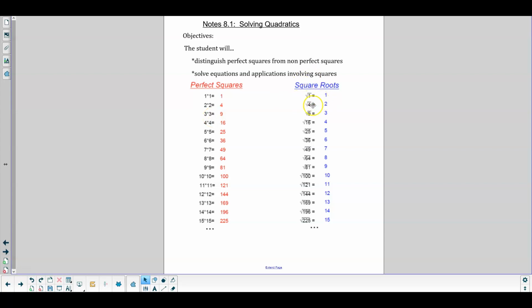You can use your calculator to also come up with your answers for square roots, and not all square roots will calculate. So if you notice each one of these, it goes from 1, square root of 1 is 1, square root of 4 is 2, whereas square root of 2 or square root of 3 is not in this list, because those are what we call irrational numbers. So anything that is a perfect square will then give you an answer for a square root that is a rational number.